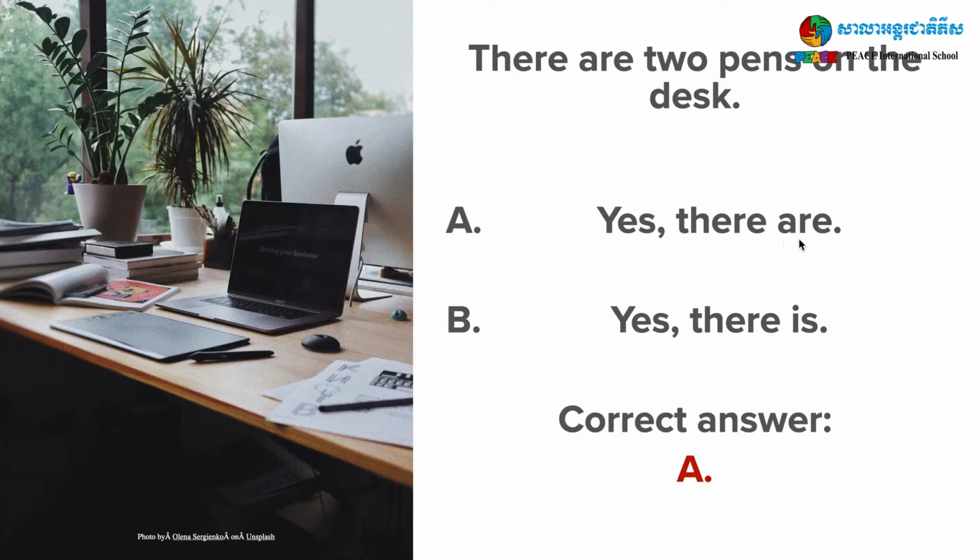Yes, there are. Why are? Because there are 2 pens. How many? 2. When we use 2, we use plural, are. There are 2 pens on the desk. Yes, there are. I hope you got the answers correct. If not, go back to lesson 21 in your student book, and review.